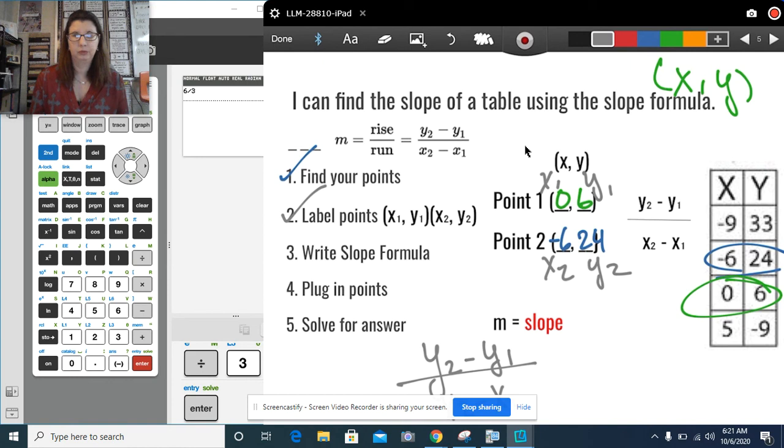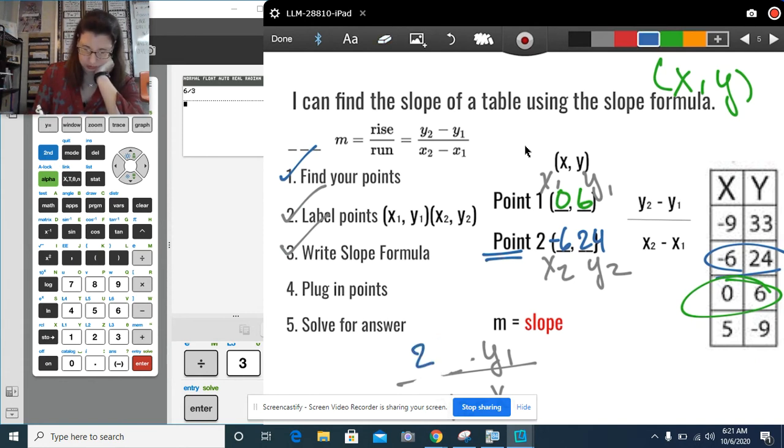Okay, doing good so far? I've written the formula. Now I'm going to plug them in. y2, where do I see that number? Well, I see that number here in point 2. So y2 is the number 24. I can't forget that subtraction sign. And then y1. Oh, y1 is in green. So I'm going to erase this and I'm going to put 6.